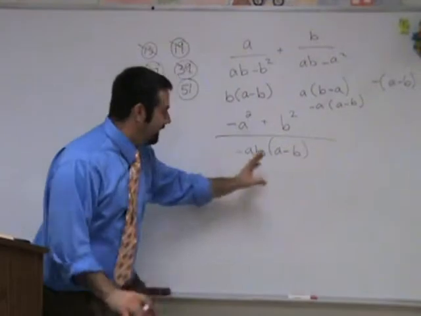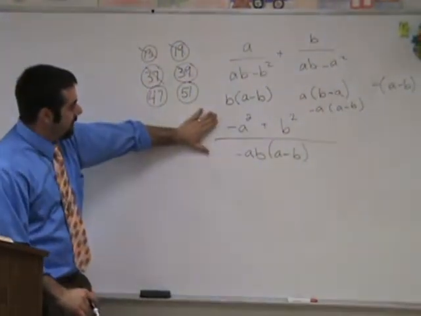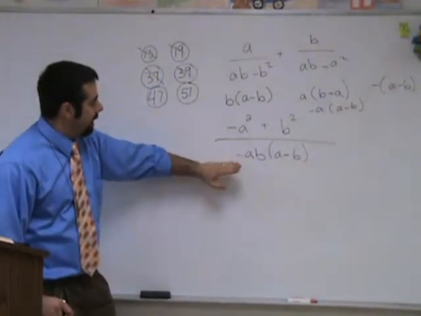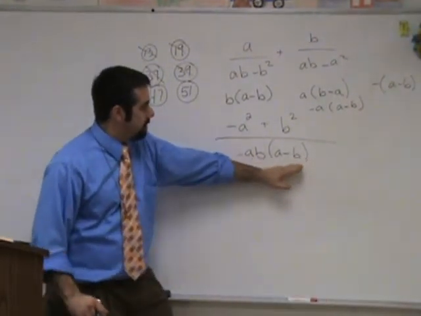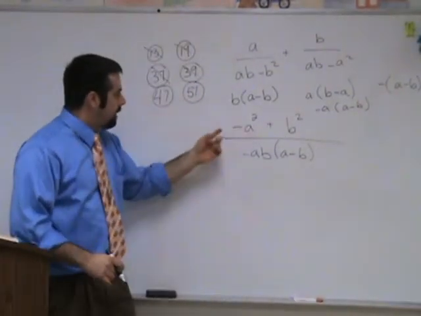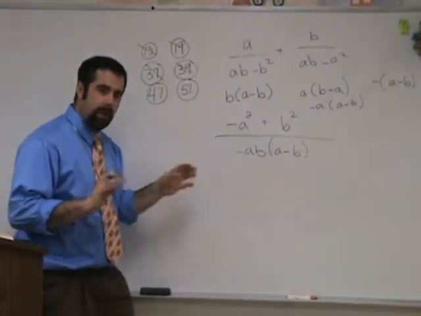All right, so here's where we are. We've got the numerator as negative a squared plus b squared, and the denominator minus ab times a minus b. So now I want to see if we can factor it all. The bottom's already factored, the numerator. Now this looks like we can't factor it.